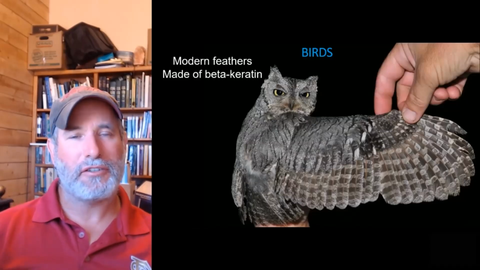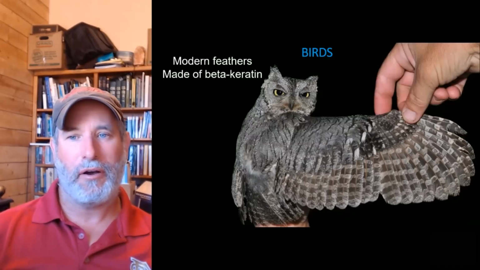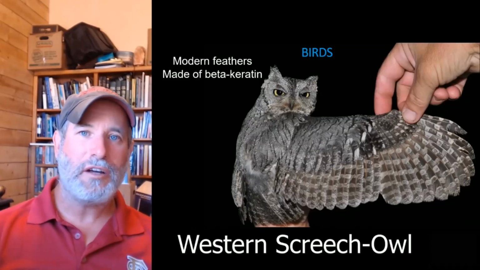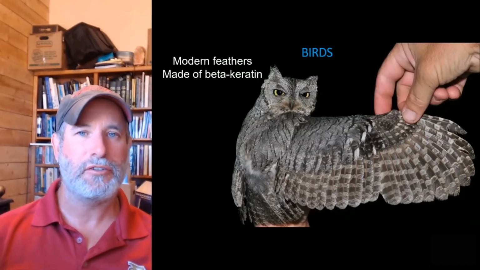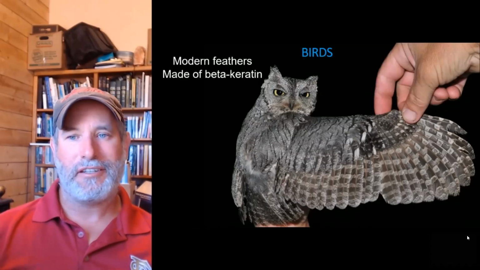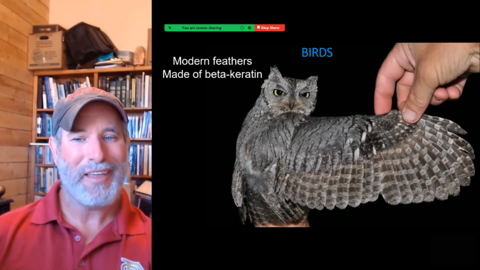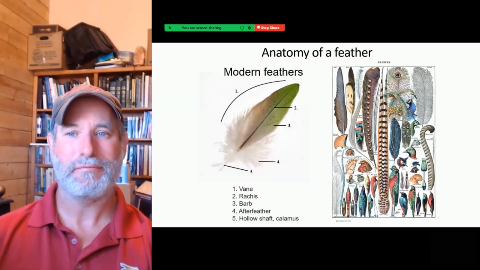So modern feathers today are made up of beta keratin. We have keratin, they're very strong structures and they allow for flight. Of course, this is a western screech owl that we caught down in the Kofa National Wildlife Refuge down in Arizona. So it's giving us a stink eye because we caught it and we're holding it and I'm taking pictures of its wings. And it's pretty cool when you see these guys fly, you can't hear them at all.